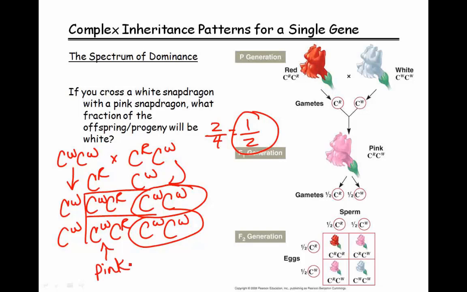Okay, so make sure we understand with incomplete dominance, we're not working the Punnett squares out any differently than what we did before, but the heterozygous ones now have their own unique look.